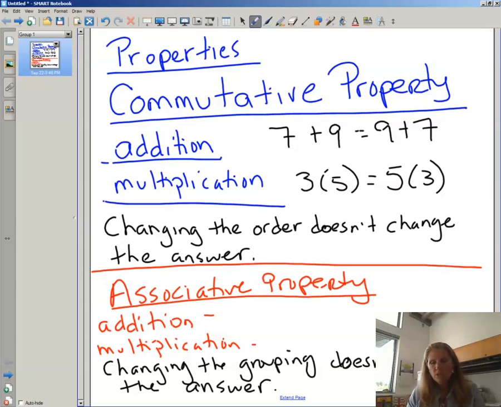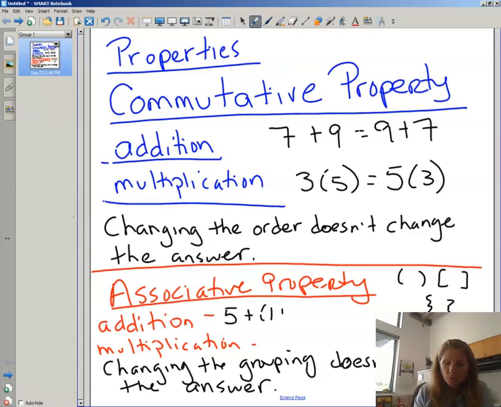Okay? So when we talked about grouping before, remember we talked about parentheses and brackets and braces. Those are all grouping, so it doesn't matter which one you use. For our purposes, I'm going to use parentheses. But so if I have something like 5 plus (1 plus 11), well, right now what I have is grouped together the 1 and the 11. But what I could do is group together differently. Notice that I'm still going to write 5 and 1 and 11. I did not change the order.